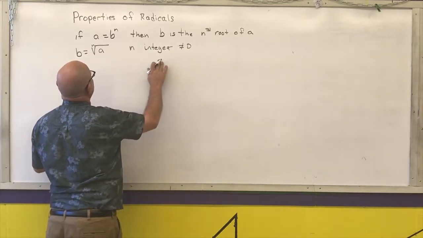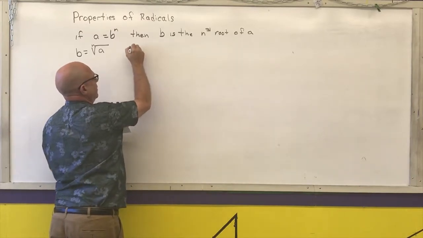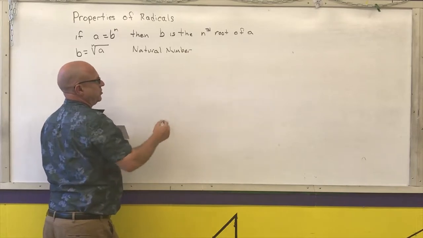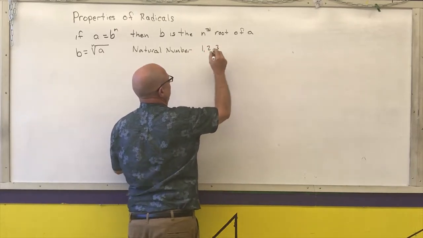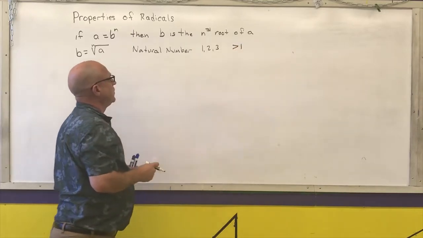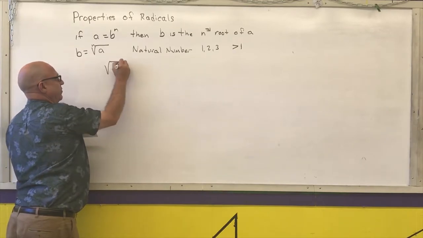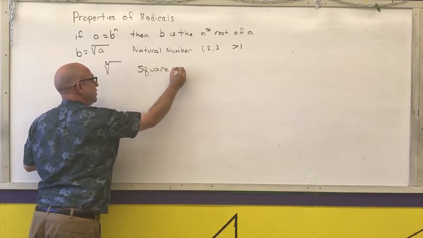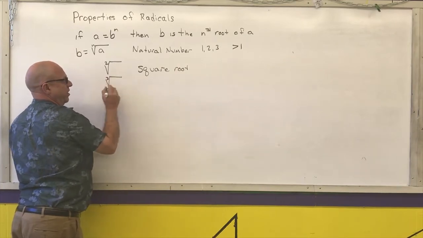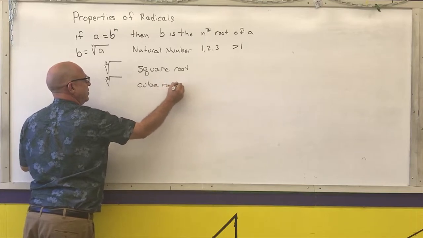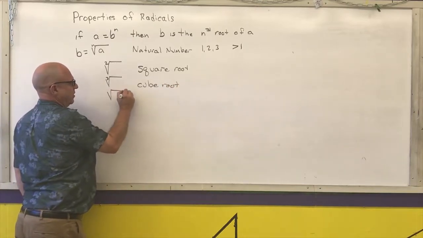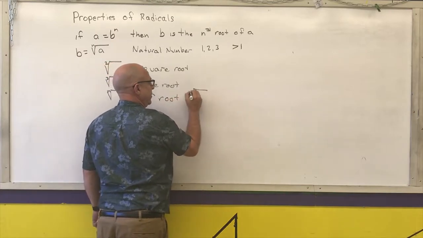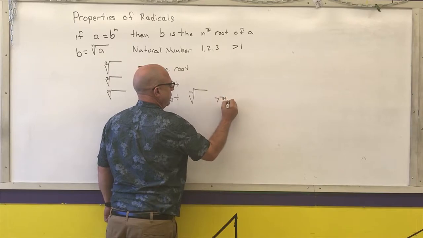Actually, for our purposes, N is going to be a natural number. So, reminder, our natural numbers are 1, 2, 3. And we're going to call it a natural number greater than 1. So, for example, the roots I can have are a second root, which is called a square root. A 3 here would be called a cube root. And then anything after that, we would call the nth root. For example, a 7 would be called the 7th root.